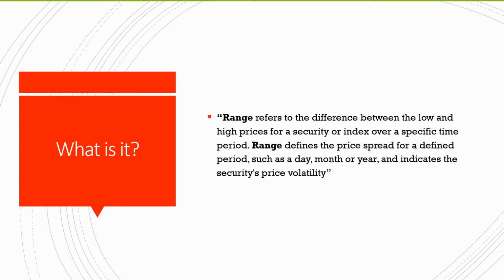Range refers to the difference between the low and the high prices for a security or index over a specific period or time frame. A range defines the price spread for a defined period, such as a day, month, year, and indicates the security's price volatility. And so if you've seen me go over ranges before, this is kind of exactly what I showed you guys. The way I calculate range is by looking at the high and low of a stock within a certain time frame. That's the range. The bigger that range, the more that stock is moving on a basis. The smaller the range, the less a stock is essentially moving.